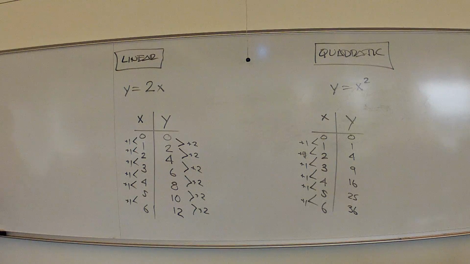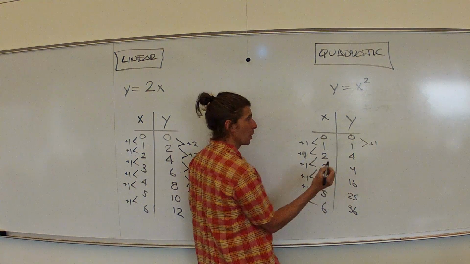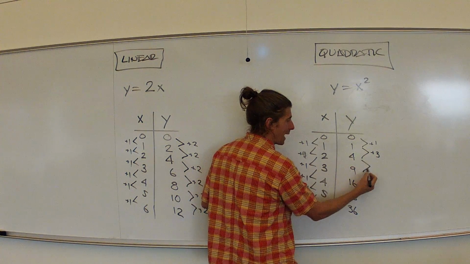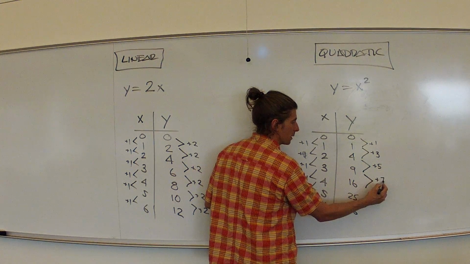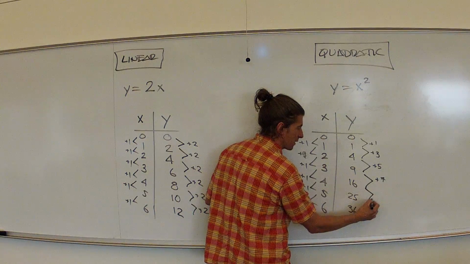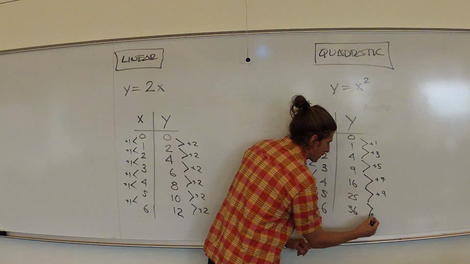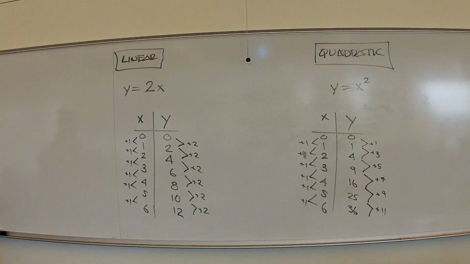This is what makes it quadratic, squaring the inputs. Let's look at the changes in y based on those changes of x. So from 0 to 1, it's up 1. From 1 to 4, it's up 3. From 4 to 9, it's up 5. From 9 to 16, it's up 7. From 16 to 25, it's up 9. And from 25 to 36, it's up 11, which means we don't have the consistent rise and run like we did with linear.